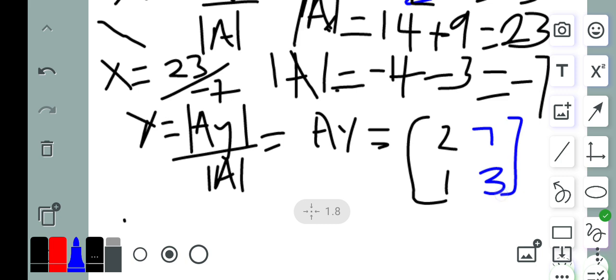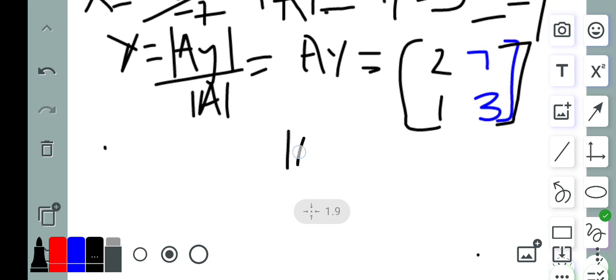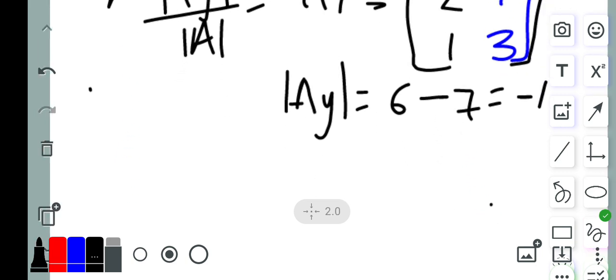Since this is our Ay, what's the determinant of Ay here? The determinant of our Ay will be equal to 2 times 3, that will be 6, minus 7 times 1, which is 7, which will give me minus 1. So if my determinant of Ay is minus 1, what is my y?